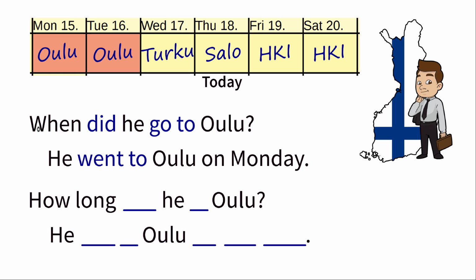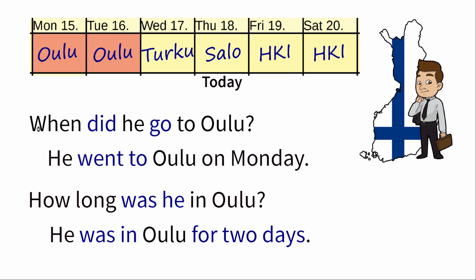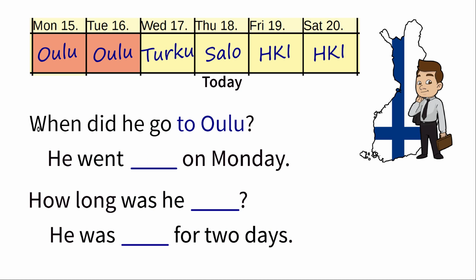How long he Oulu? Okay, now those 2 days in Oulu are in the past, and so we need to use the past tense. Not how long has he been, rather how long was he? It's finished. How long was he in Oulu? He was in Oulu for 2 days. For length of time, 2 days. Yeah, we're repeating Oulu there. We can just say it once.